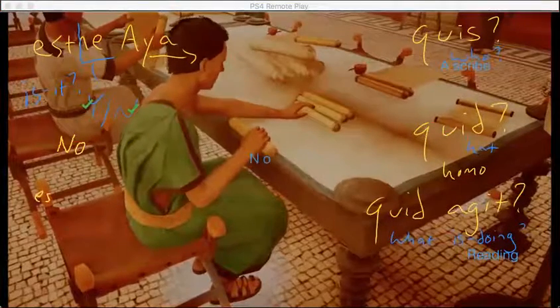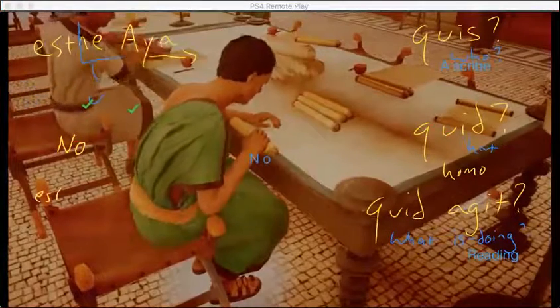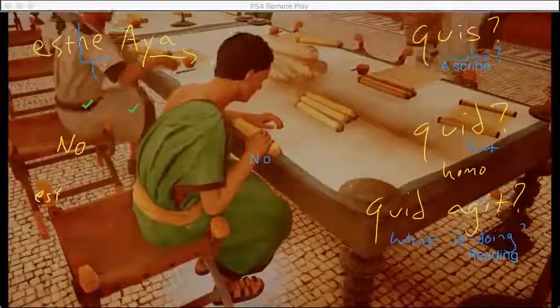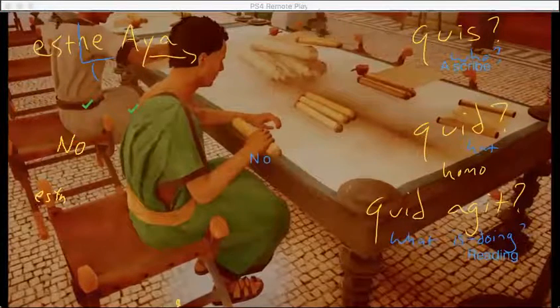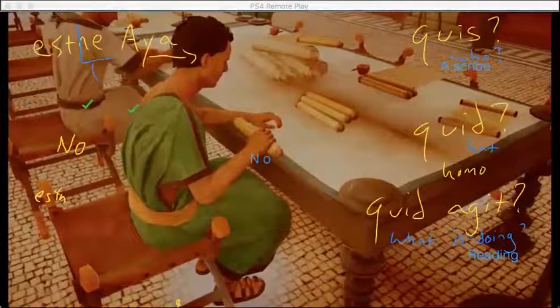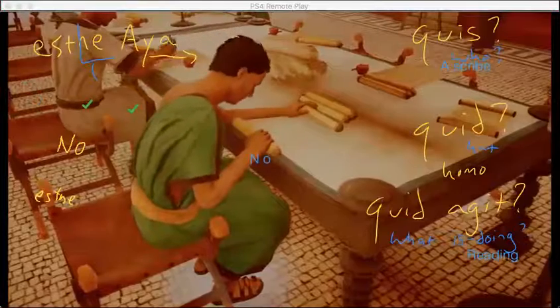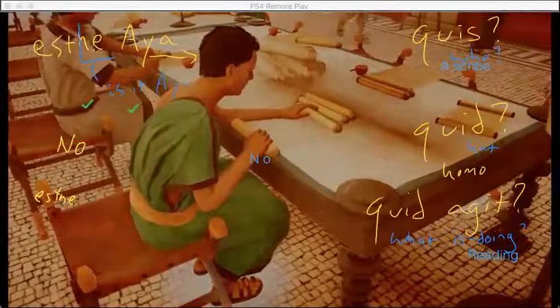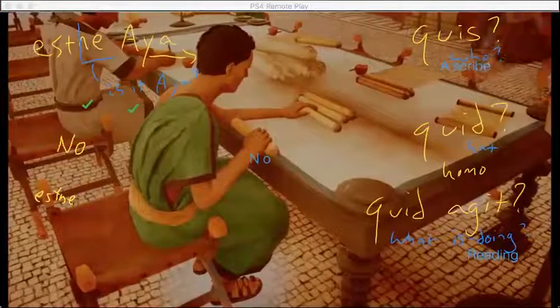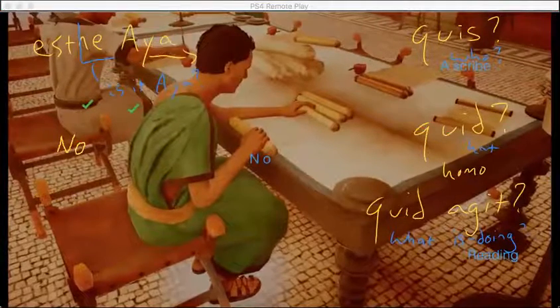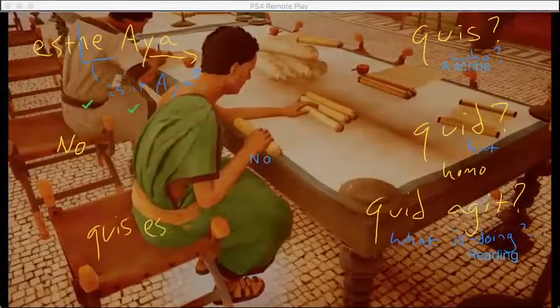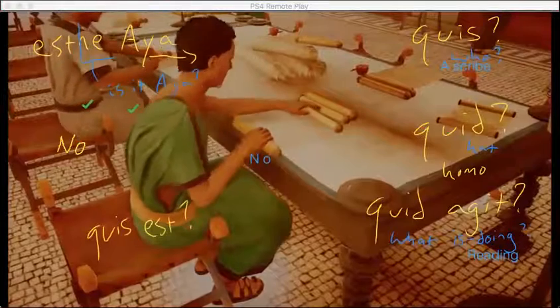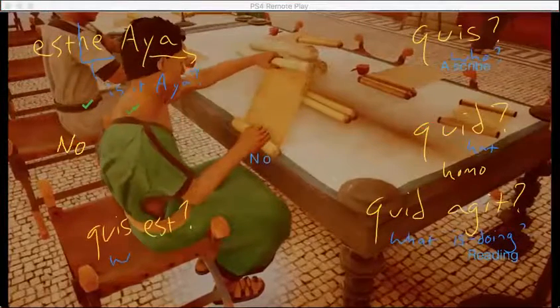Let me erase some of these here. So est ne aya would be is it aya? And then quis est would be who is it?